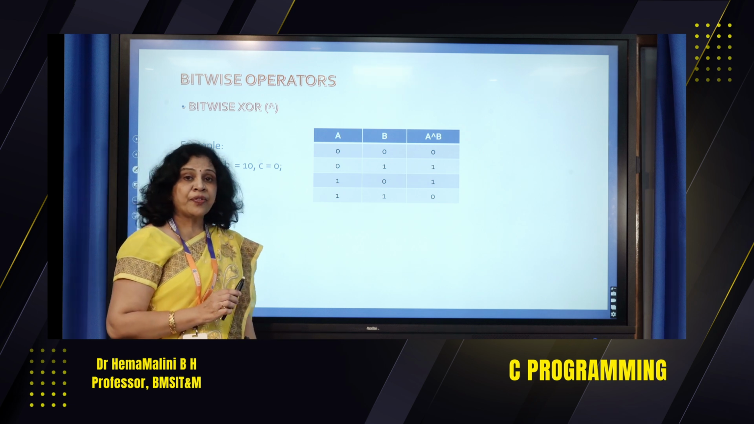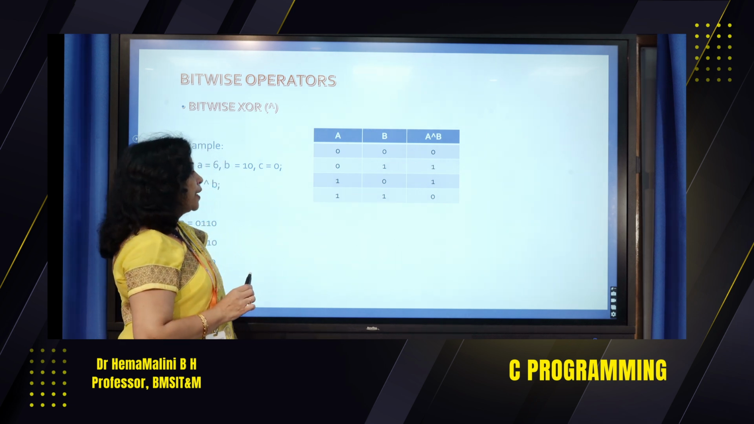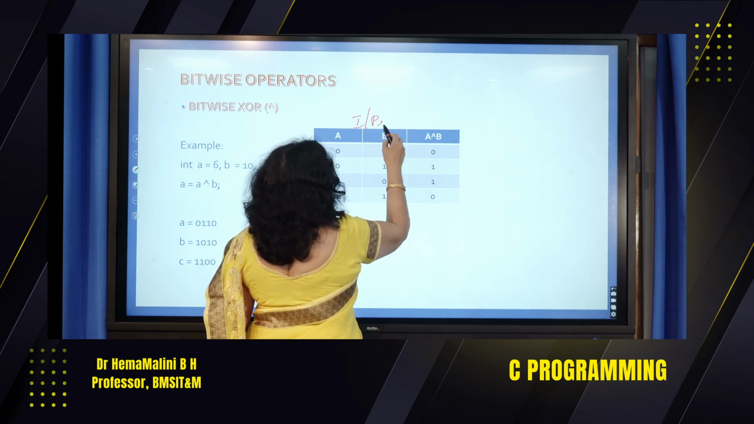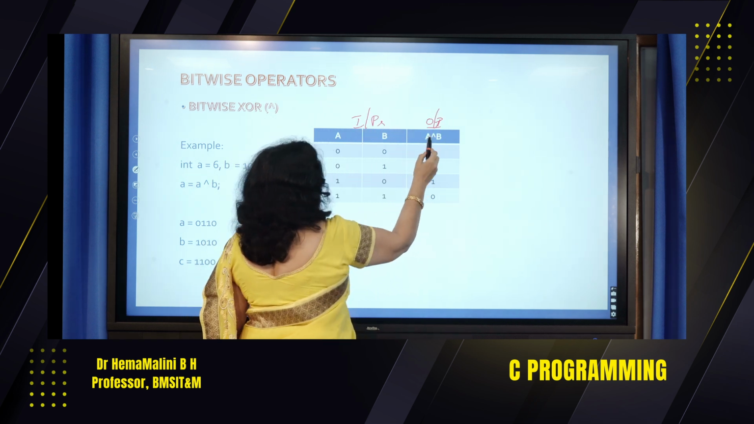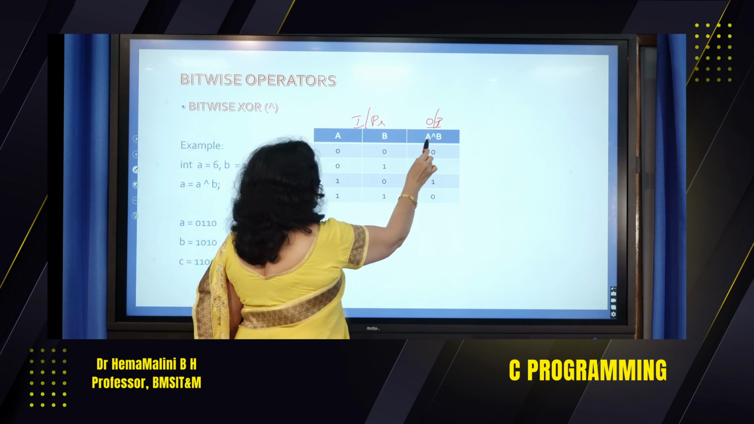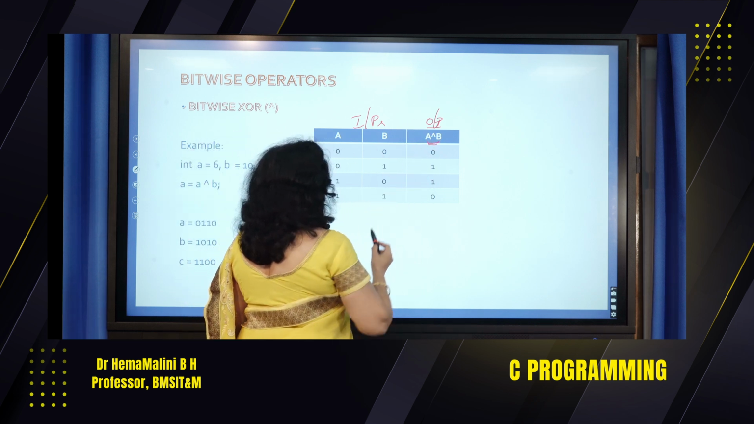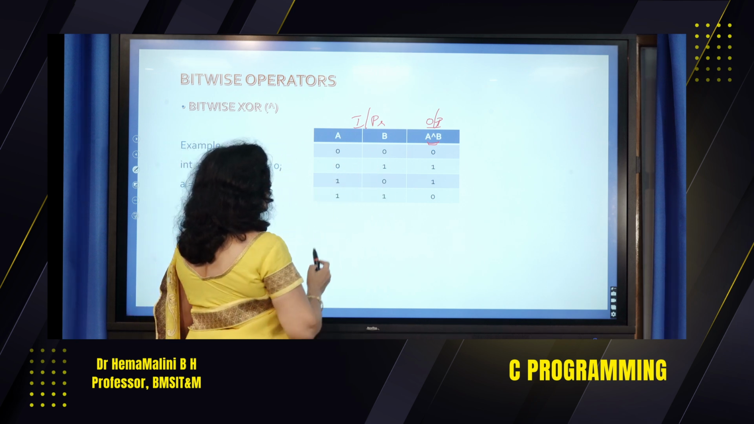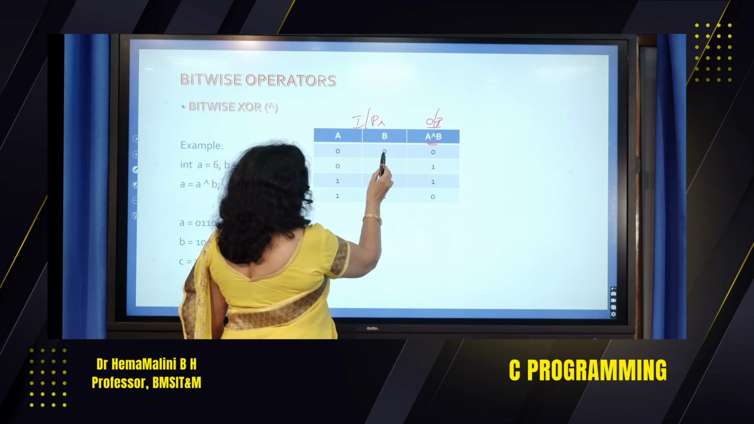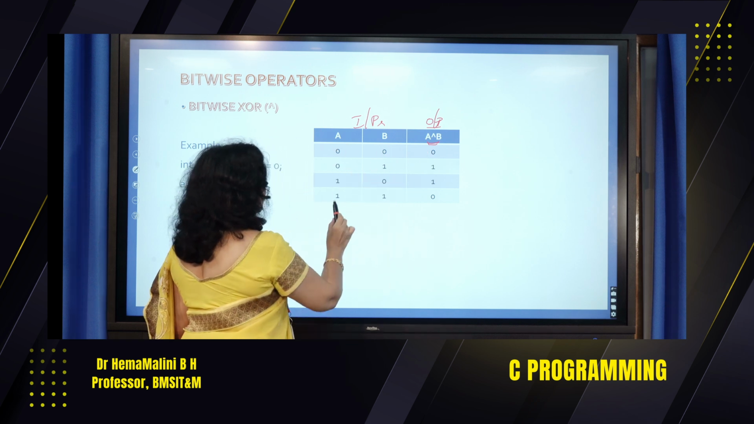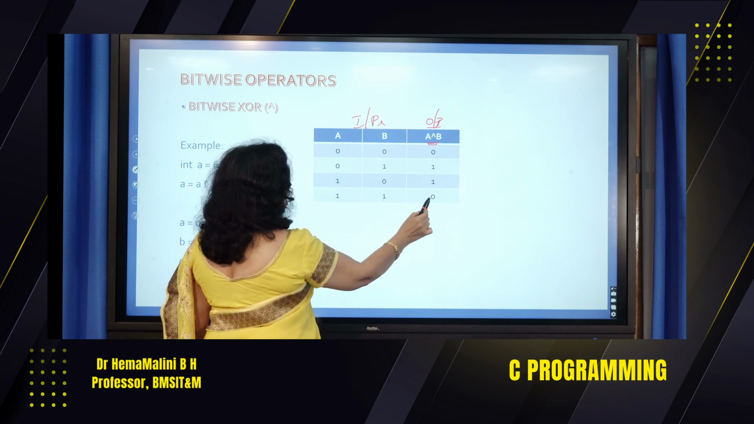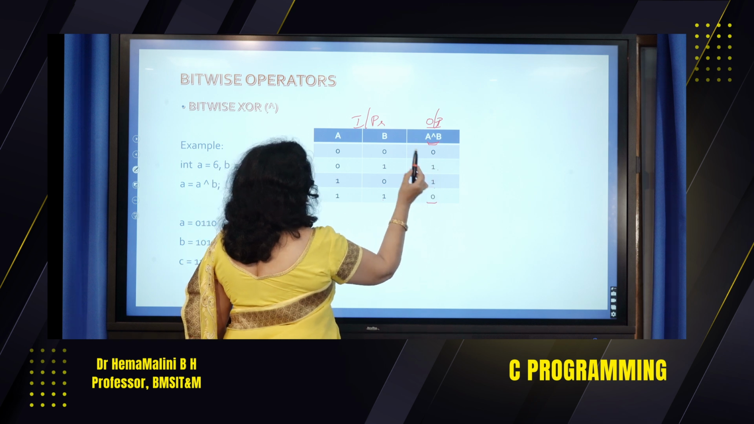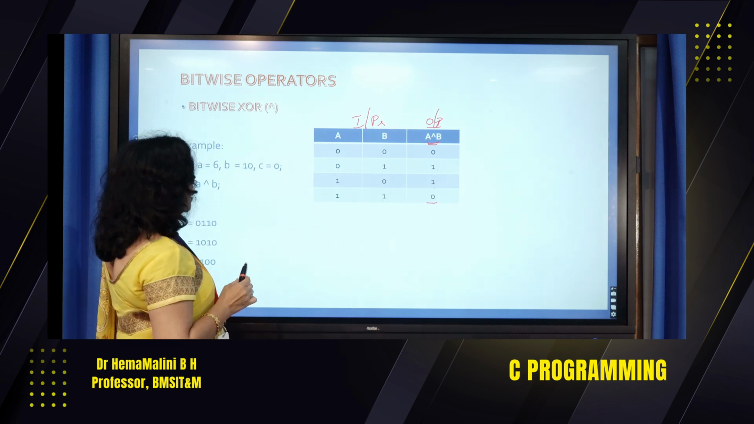Now let's see bitwise XOR. So for this bitwise XOR, these two are the inputs. A and B are the inputs and this is the output. The symbol is the caret symbol. This symbol. We are going to use caret for this. The inputs are same 0, 0, 0, 1, 1, 0, 1, 1. If both the inputs are 0, the output is 0. If both the inputs are 1, the output is 0 again. In other cases, the output is 1. So this is how the XOR works.